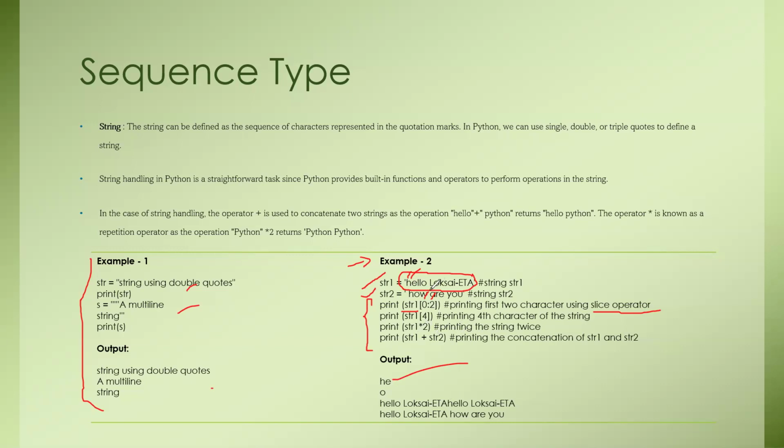Similarly, if I want to print the fourth character, I mean the fourth position, starting from 0, this str of 4 will be displayed here. Like this, we can print this twice, or we can concatenate both the variables. All these things are possible with the help of this sequence type. So let me show you with this example now. This is example 2 for your output.